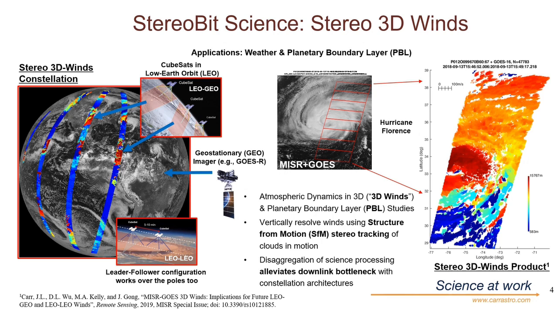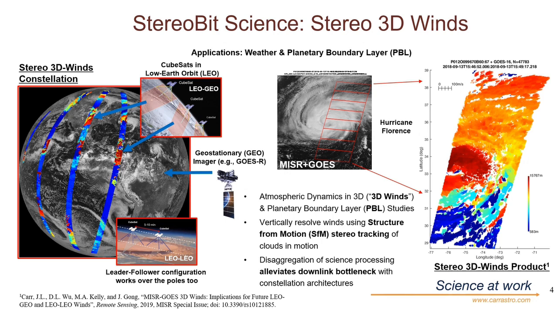StereoBit observes clouds in motion coordinated between platforms and applies structure from motion methods to measure parallax and displacement in time with subpixel precision and thereby resolve wind coordinates in 3 dimensions within the atmosphere. A StereoBit observing constellation, illustrated to the left, can fuse observations from low Earth orbital, or LEO, satellites and operational geostationary satellites, as well as tandem observations by pairs of LEOs. Individual LEOs each produce 3 continuous strips of imagery looking forward, nadir, and aft.